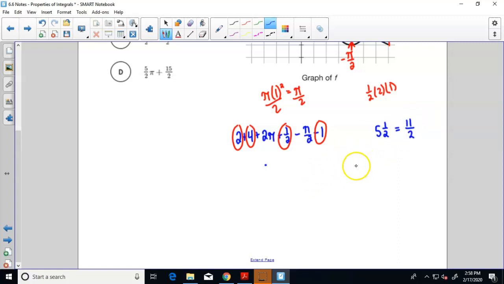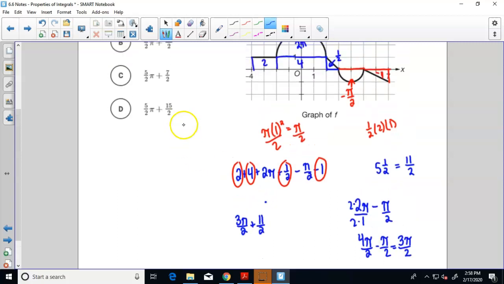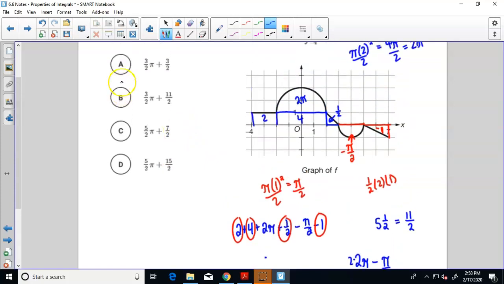And then we got 2 pi minus pi over 2. So we would have to get common denominators there. We would multiply by 2 on top and bottom here. So 4 pi over 2 minus pi over 2 would give us 3 pi over 2. So we would have 3 pi over 2 plus 11 over 2. And that is answer choice C.